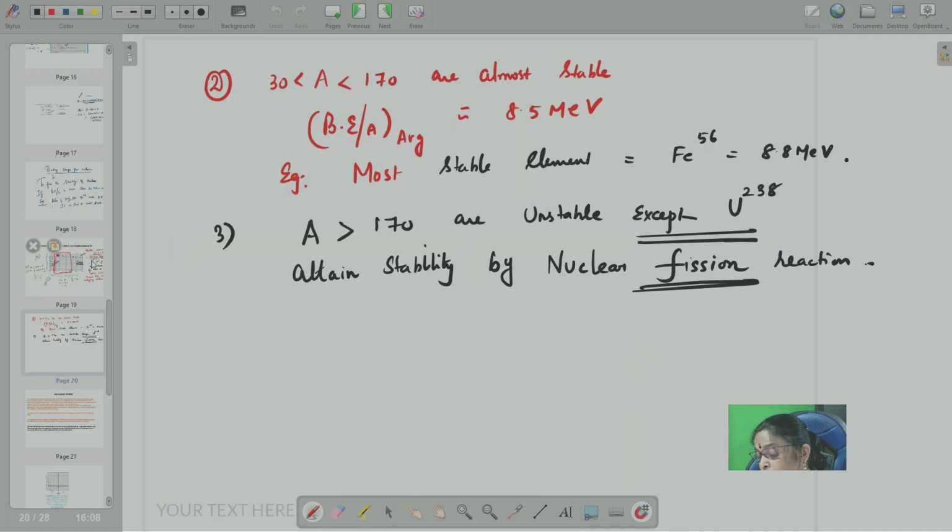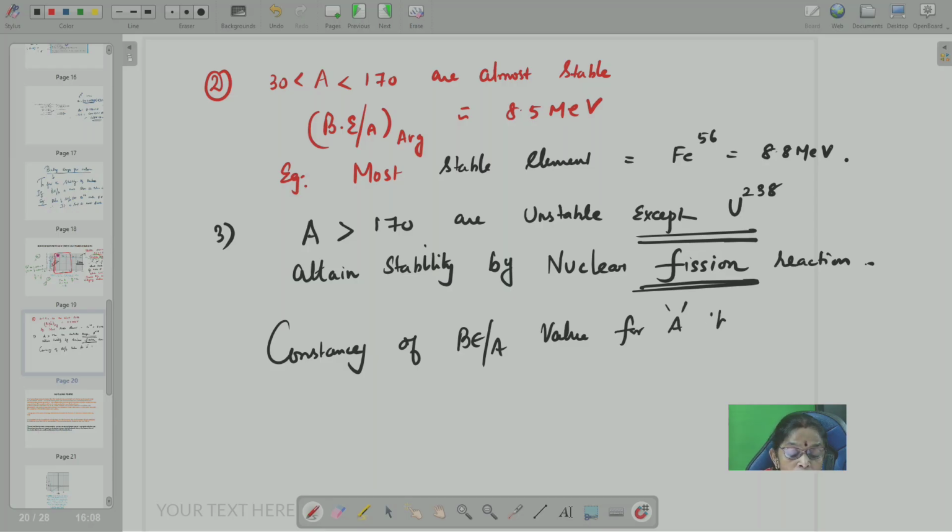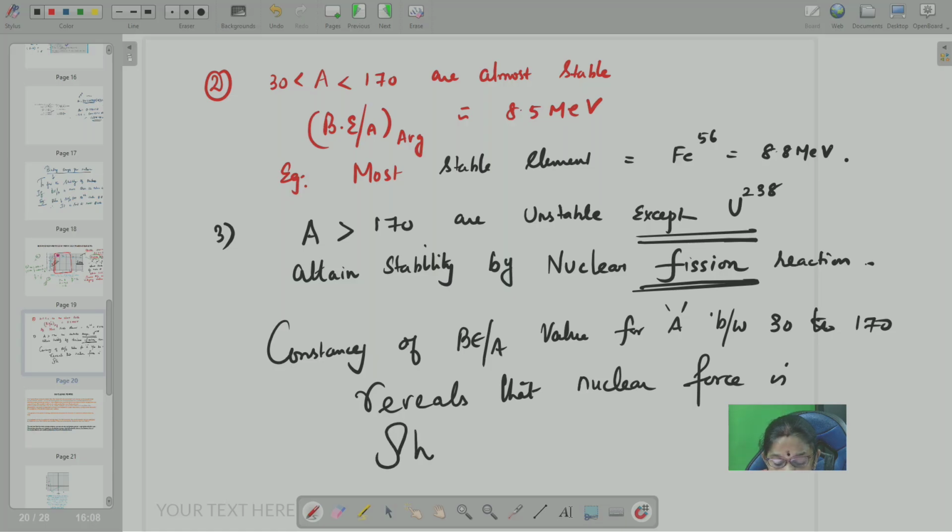So there is a connection between the binding energy per nucleon value and this. The constancy of binding energy per nucleon value for mass numbers between 30 and 170 reveals that nuclear force is a short range force. So what are nuclear forces?